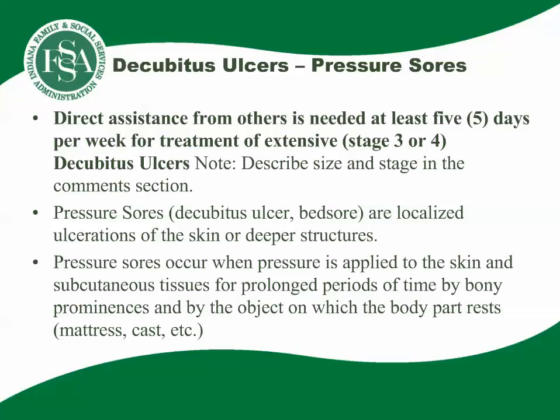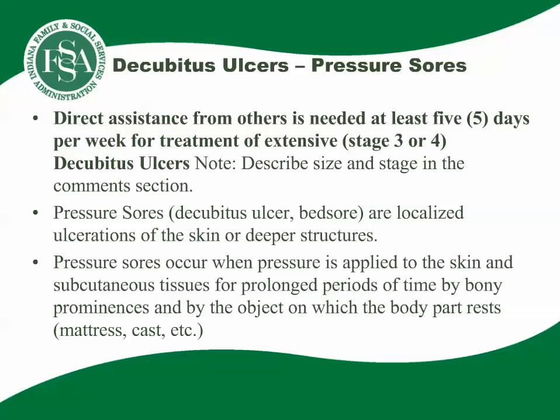So let's start looking at some of the items on page 1 of the e-screen, starting with decubitus ulcers or pressure sores. The requirement here is that direct assistance from others is needed at least 5 days per week for treatment of extensive, referred to as stage 3 or stage 4, decubitus ulcers. Please note that describing the size and stage of the ulcers is part of the eligibility determination here. Again, in InSight, you can right-click and bring up this help text to help you understand exactly what pressure sores are and how they occur.